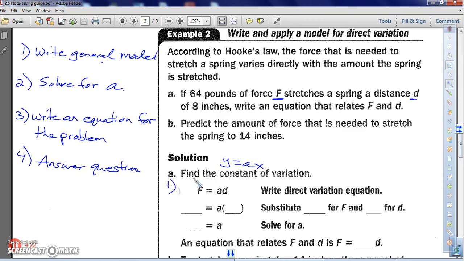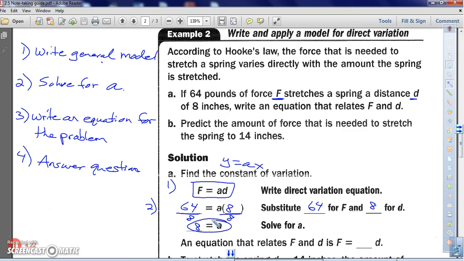So first of all, f equals a times d. That's the general model for this problem. Now, in the second part, we want to solve this thing for a. Now, I'm told that 64 pounds of force makes the spring stretch 8 inches. So I'm going to replace the f with 64 and the d with 8. So I'm going to say 64 equals a times 8. Now, I should be able to figure out what a is. I'm going to divide both sides by 8, and I get a is equal to 8.